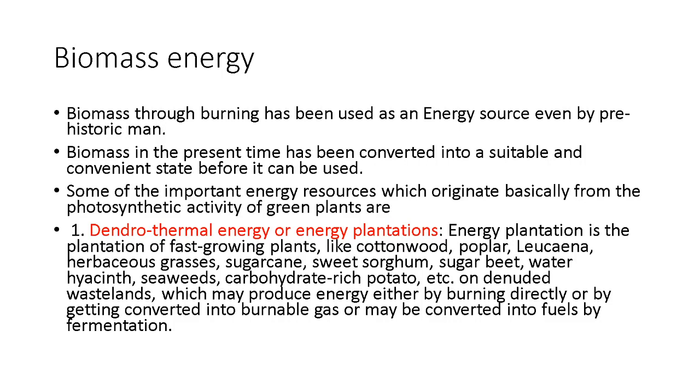Okay. First is dendrothermal energy, or energy plantation. Energy plantation is the plantation of fast growing plants like cottonwood, poplar, leucaena, sugar cane, sweet sorghum, sugar beet, water hyacinth, seaweed, that is carbon rich potato, on denuded wasteland, which may provide energy either by burning directly or by being converted into burnable gas, or into fuel by fermentation. That means hydrocarbon rich plants or organic material is used to form gas or fuel. Okay, these are the dendrothermal energy.